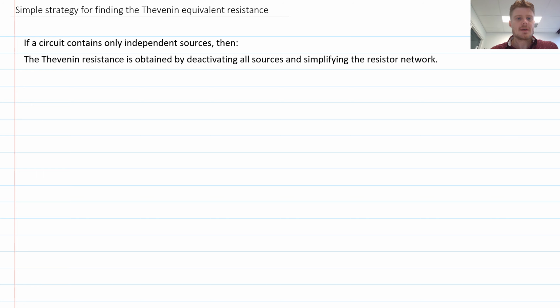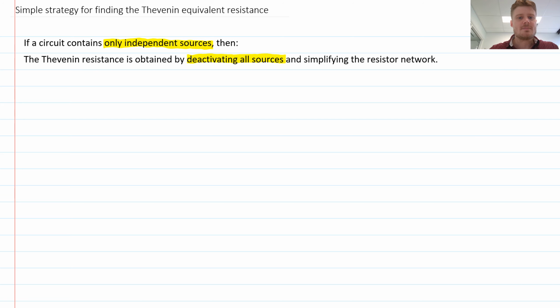So here is a shortcut that you can use to find the Thevenin equivalent resistance for circuits that contain only independent sources. If a circuit contains only independent sources, then there's a shortcut, and we can obtain the Thevenin resistance by deactivating all of our sources, and I'll explain what we mean. Basically turn them off, and what we're left with is a resistor network, and we just simplify that resistor network.